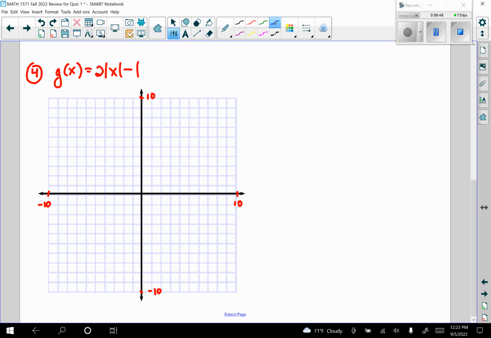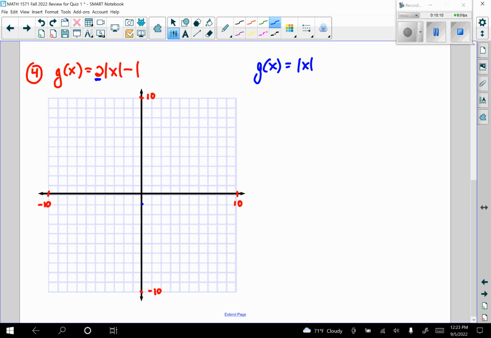All right, and here's a graph for number 4. g of x is equal to 2 times the absolute value of x minus 1. So again, we're going off of the parent graph, g of x is equal to absolute value of x. I'm going to shift down 1 unit, but this too is a vertical stretch, so in terms of graphing it as slope, it's going to affect the slope.